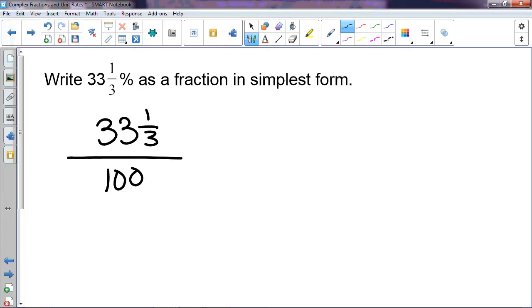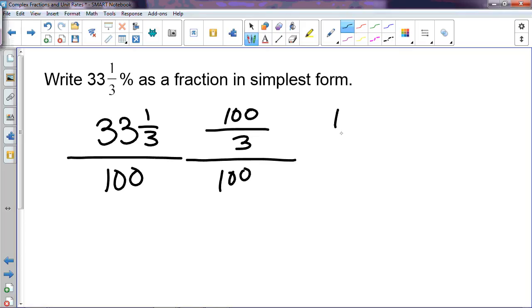Okay, now I have another mixed number that I need to change to an improper fraction. So using our MAD trick, we're going to multiply our denominator and our whole number. So 3 times 33, it's going to give us 99. And then add in that numerator. So 99 plus 1 gives us 100 over 3 divided by 100. So now that we have our mixed number changed to an improper fraction, let's work on rewriting this. So 100 over 3 divided by 100.